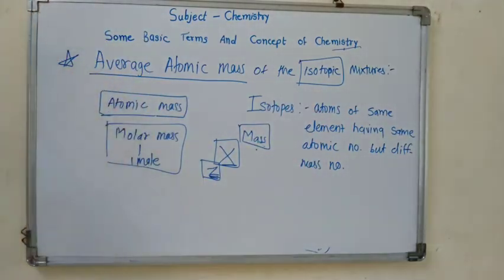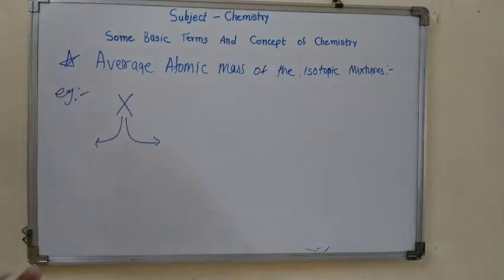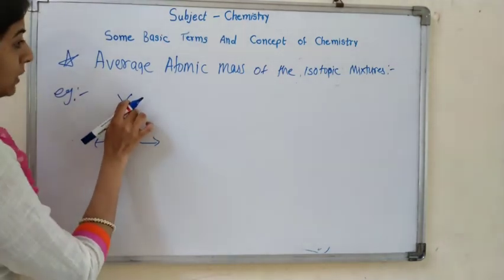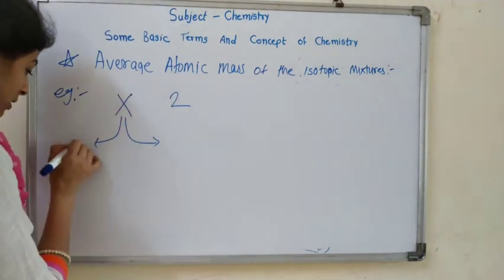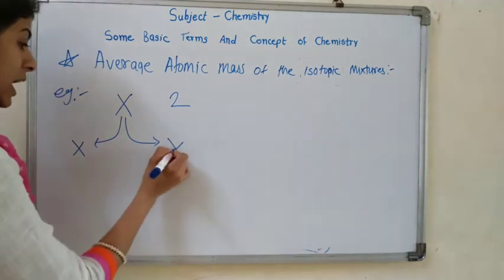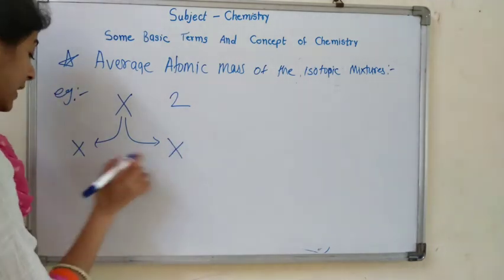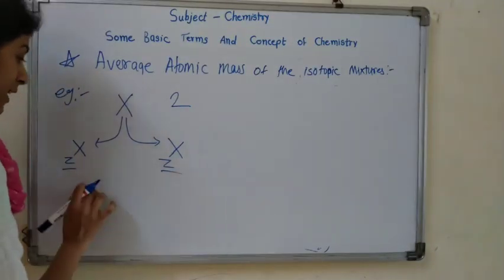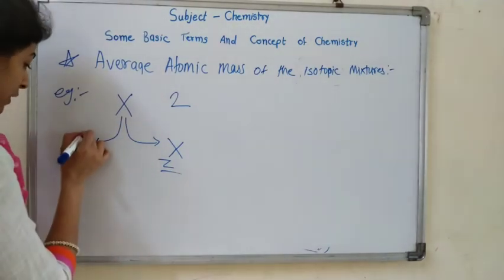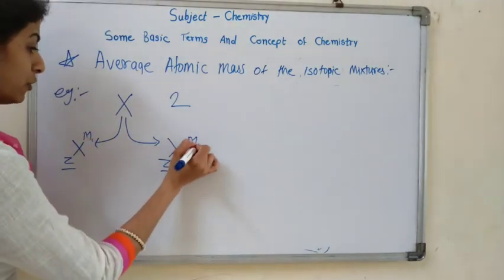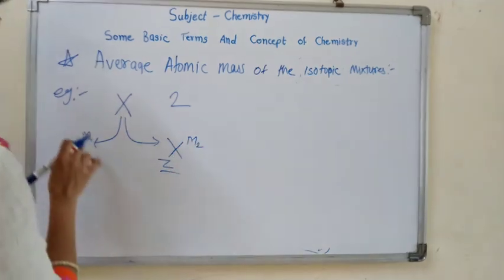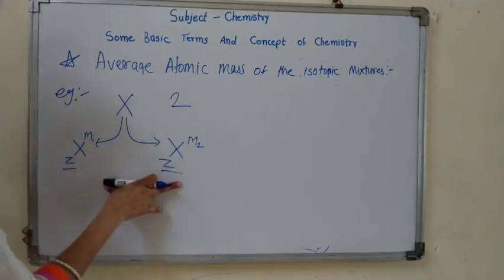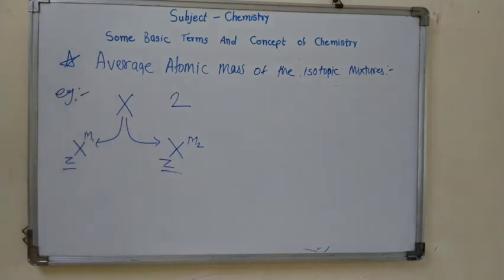Let's see. For example, this is an element X. This X element has 2 isotopes. These are the atoms of the same element having the same atomic number. Atomic number is denoted by Z, but their mass number is different. It means they have different masses, that is M1 and M2. So this type of atoms are called isotopes. Okay?